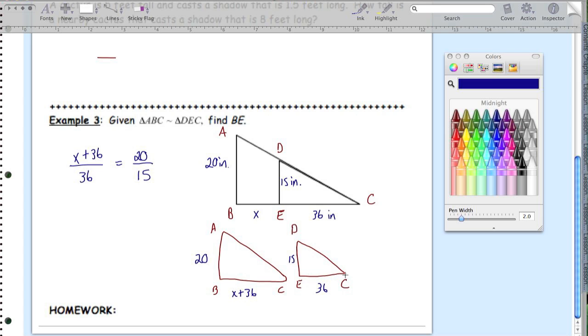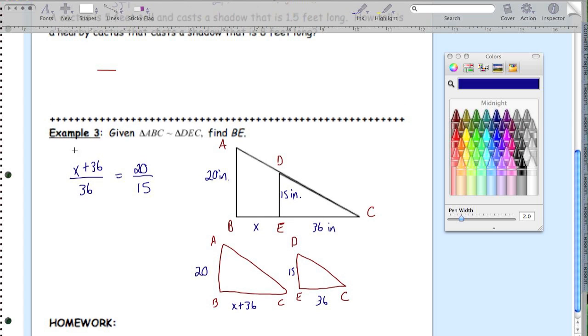So this corresponding side ratio and this corresponding side ratio. This is actually in parentheses. So I'm going to cross multiply. I get 15 times x plus 36. And over here, I'm going to get 720. Now I have to distribute this 15 in. I get 15x plus 36 times 15 is 540. And from here, we should be good to go solving out our problem.